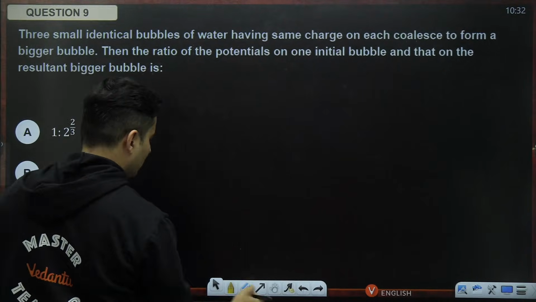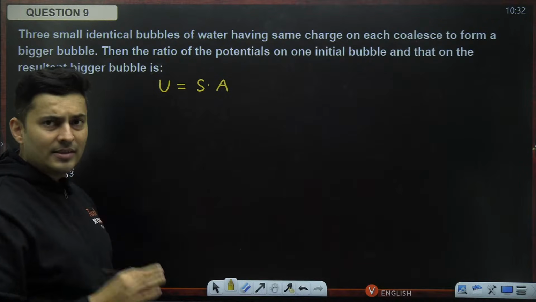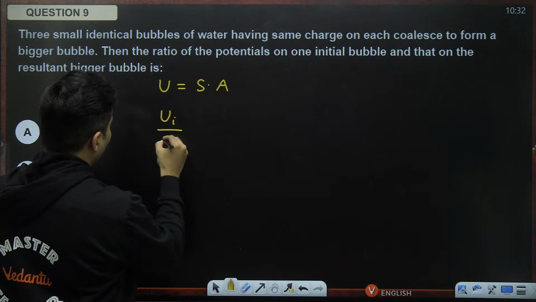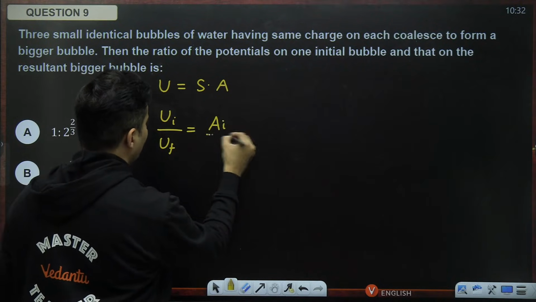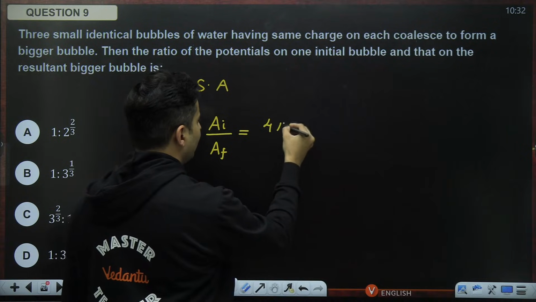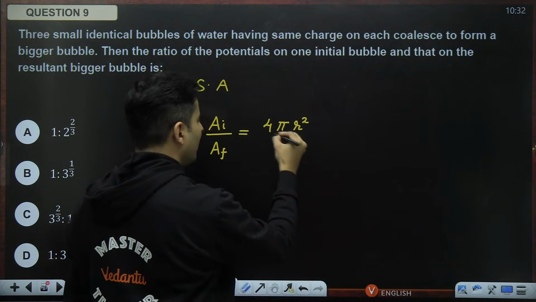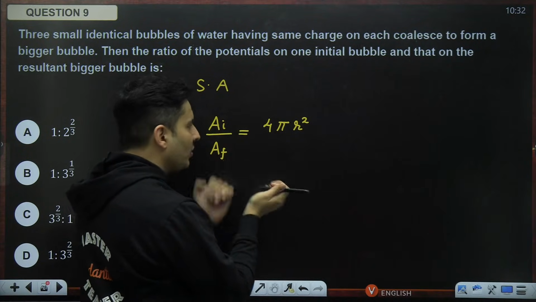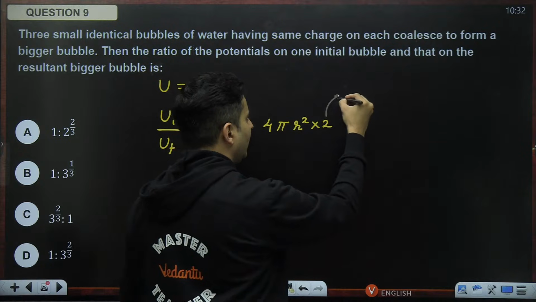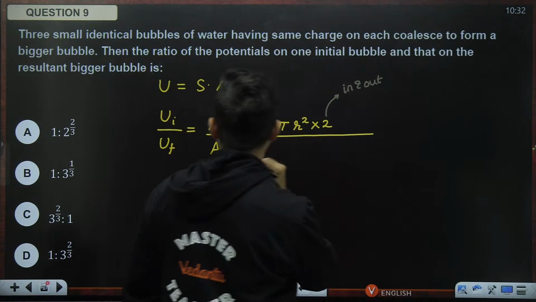The potential energy is given by S into A, surface tension into area. That's the easy way to remember. So it's proportional to the area. So the initial bubble upon the final bubble means the initial area upon the final area. What is the initial area? It is a bubble, so it will have 4 pi r square, where r might be the radius, let's say. But a bubble will have two surfaces, one inside and one outside. So to account for that, I'll multiply by 2. Why is this 2 coming? Because there are inner and outer surfaces for a bubble. That's why multiply by 2, divided by the final surface.